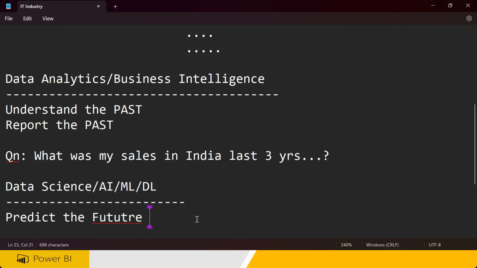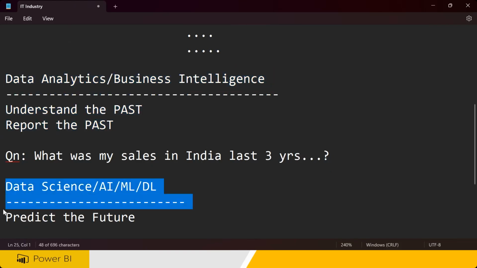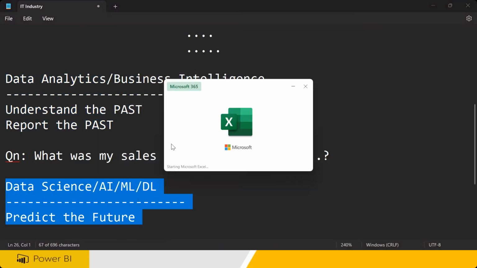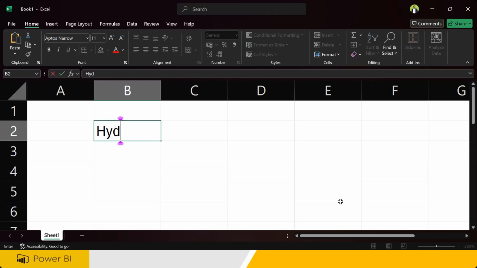Clear? So remember, both of them are not the same. Understanding the past is called data analytics. Predicting the future is called AI and ML. For example, I have a large amount of historical data. You need to have some data. Let me show you some data. Let me just go, I have some data. Hyderabad. What is the city?